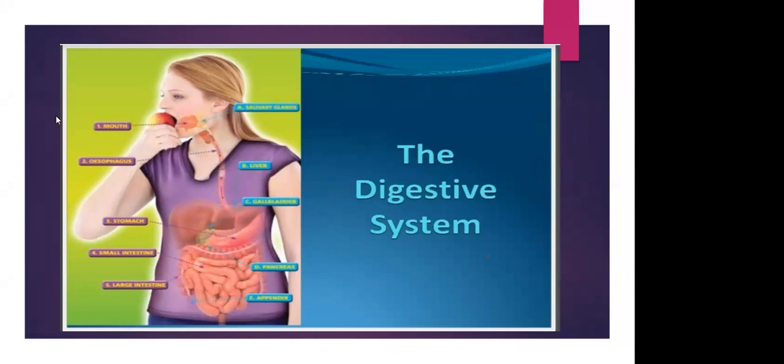So look at the screen, children. The digestive system starts with the oral cavity, by intake of food. By intake of food, that is called ingestion. Look at the picture. It starts with the mouth. So by intake of food, by the process called ingestion, the digestion process will take place. It starts with the ingestion process.